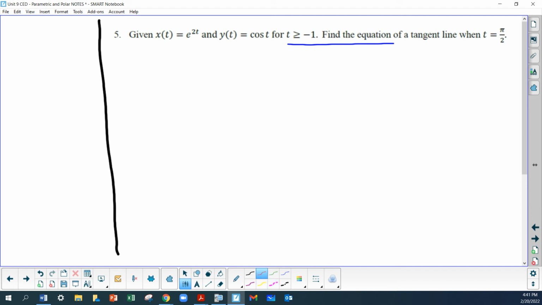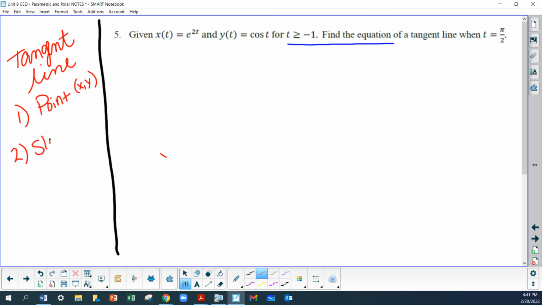All right, so for a tangent line, just remind yourself, you need two things. One, we need a point, so like x, y. Second, we need a slope, a dy dx. Can we get those two things? If we can, we should be able to write it as y minus y1 equals the slope, dy dx, times x minus x sub 1. And there's that equation of a tangent line.